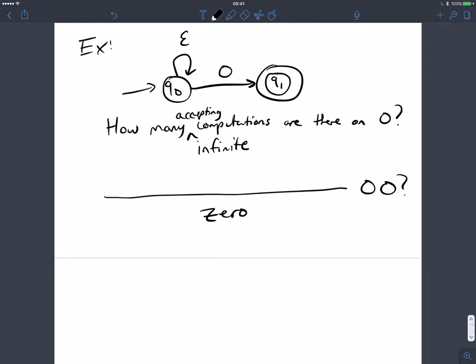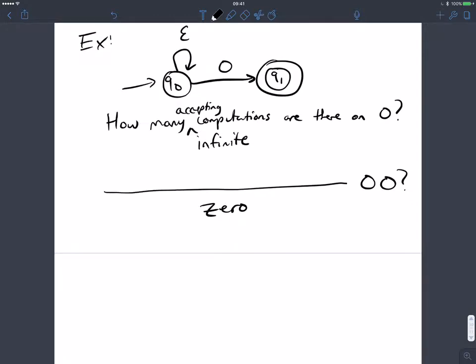This is quite different than what we've seen with DFAs, where we had exactly one computation, whereas here we could have 0, 1, or even infinitely many, or any number in between. Okay? So the world's a little different here.